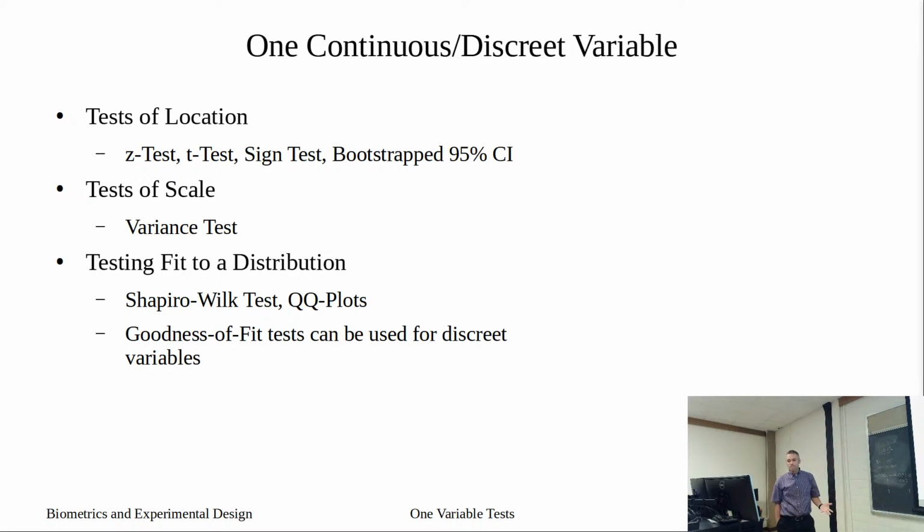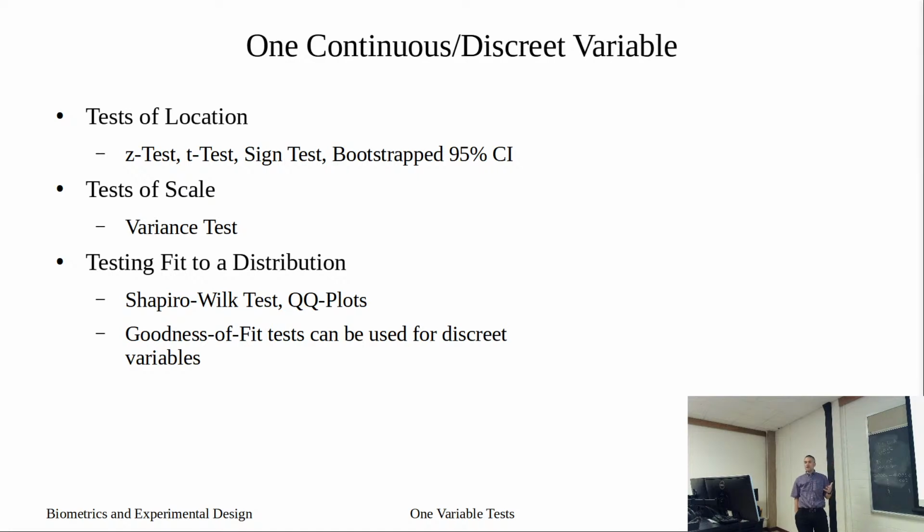We have to check that. All right. And then the third one is testing a fit to a distribution. So it's kind of like a combination of these two, both the location and the scale, because our probability distributions themselves will define what the central tendency is and what the variability will be.